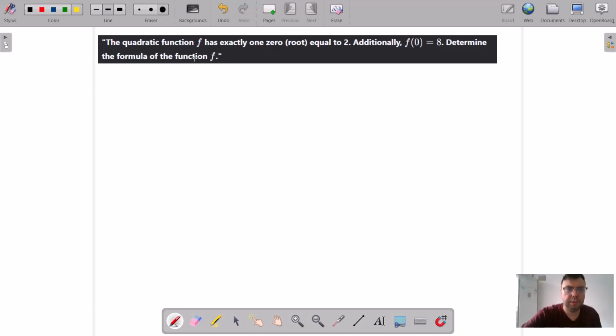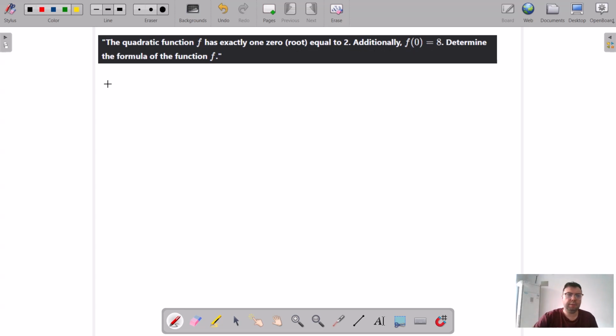Today we will solve this exercise in which we need to determine the formula of a quadratic function. The quadratic function f has exactly one zero root equal to 2. Additionally, f of 0 equals 8. Determine the formula of the function f.